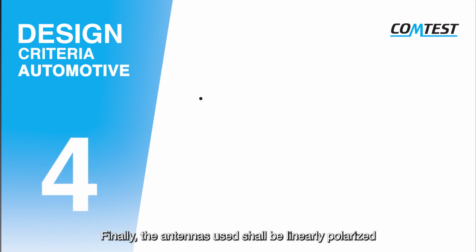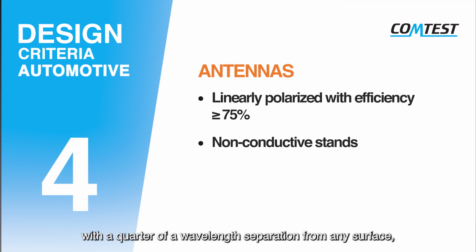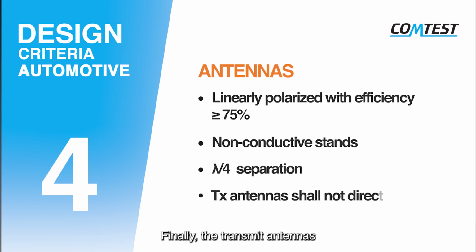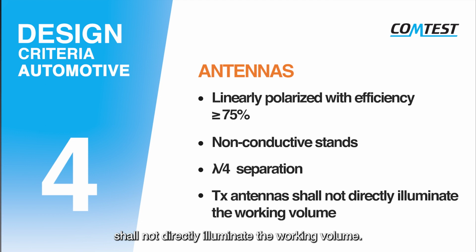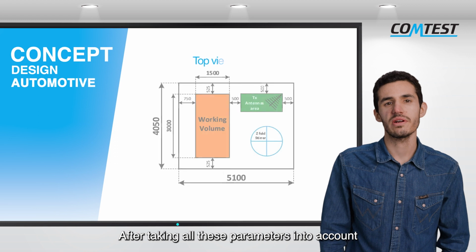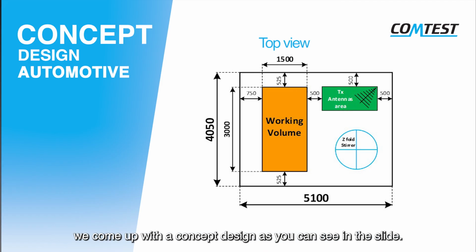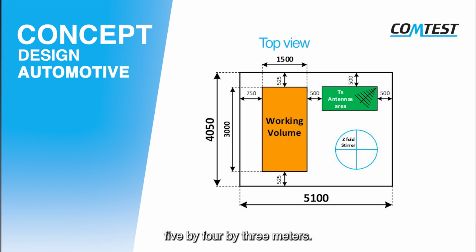Finally, the antennas used shall be linearly polarized with more than 75% efficiency. They shall be placed in non-conductive stands with a quarter of a wavelength separation from any surface. Finally, the transmit antennas shall not directly illuminate the working volume. After taking all these parameters into account, we come up with a concept design as you can see in the slide. The dimensions of the resulting chamber are approximately 5 by 4 by 3 meters.